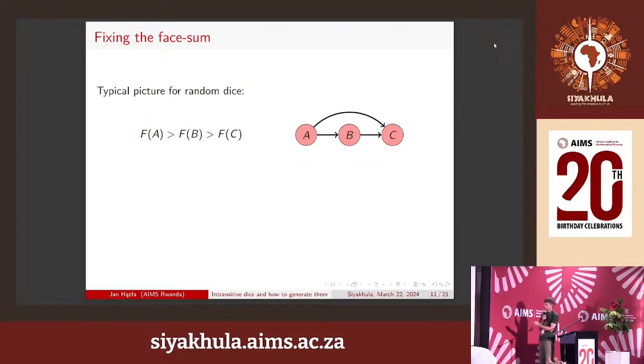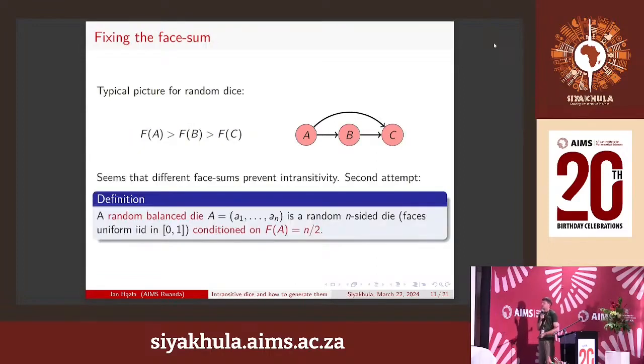Okay, so the typical picture for these random dice I described is like this. There is A, B, C, and A is better and C is worse. This is not an interesting example. And as I said, it seems that this problem came from these phase sums. So the second attempt could be like this.